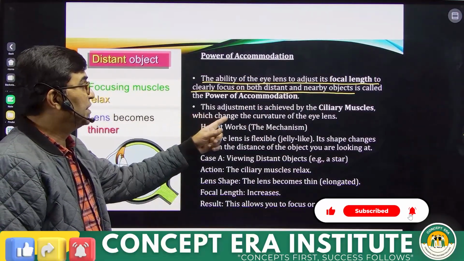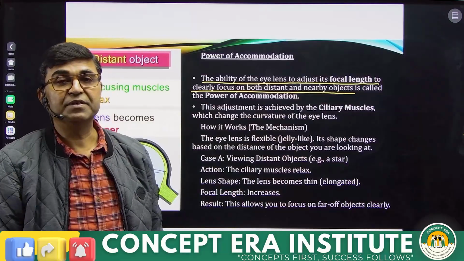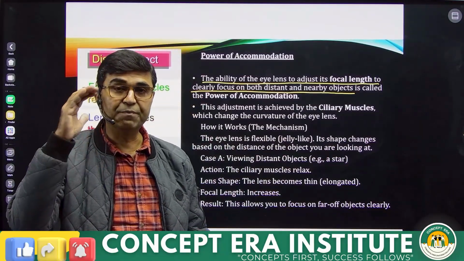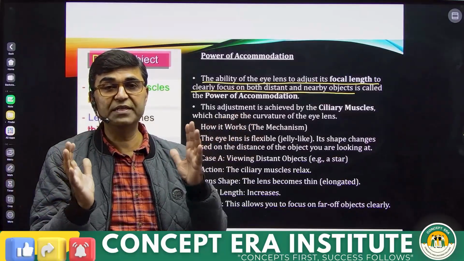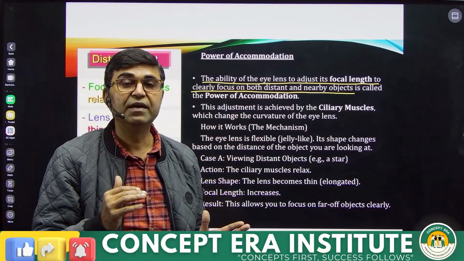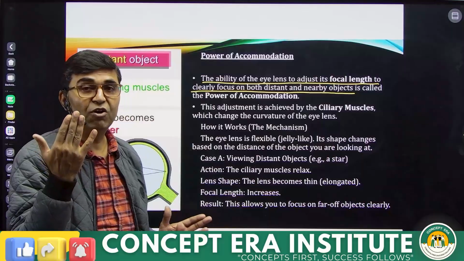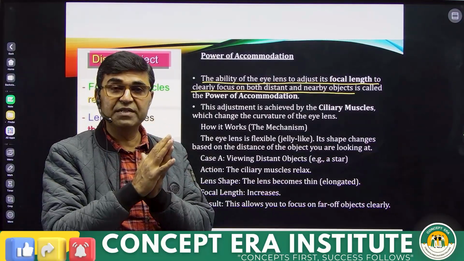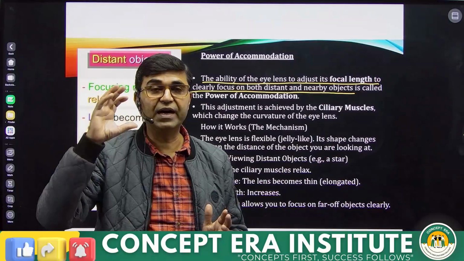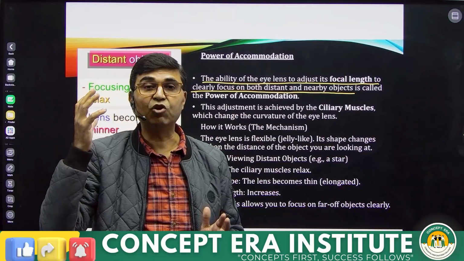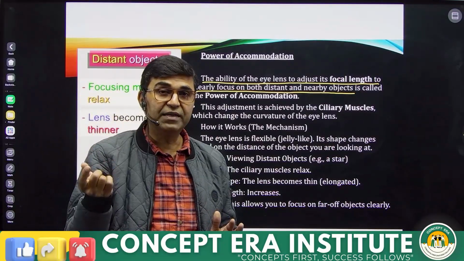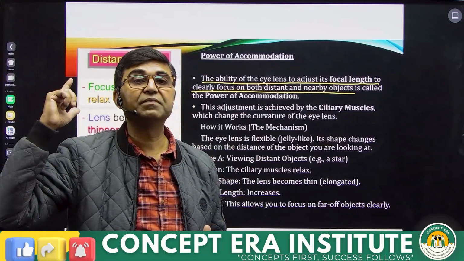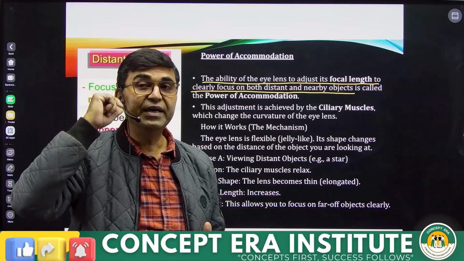The adjustment is achieved by the ciliary muscles. If the ciliary muscles become tight, they will compress the lens from all sides. The lens will become thick, and you will be able to see the objects nearby. And if the ciliary muscles are completely relaxed, the eye lens is thinner in its normal position. In that case, you will be able to see those objects which are quite far away, or at infinity compared to the eye.